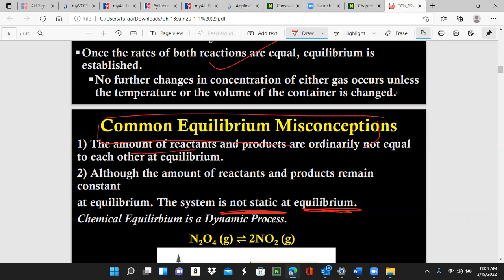So the amounts of reactant and products are ordinarily not equal to each other. The amounts are not equal. That they are not changing is a different story, although the amount of reactant and product remain constant. Whatever the concentration for the reactant is, whatever the concentration of the product, these two concentrations are not equal.